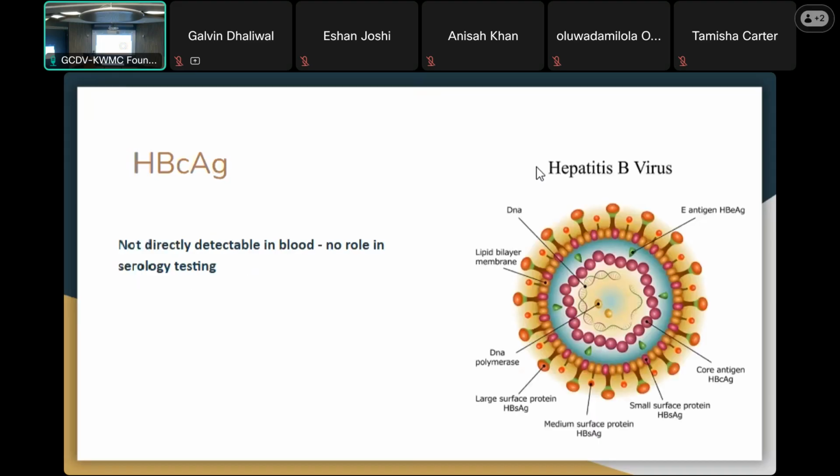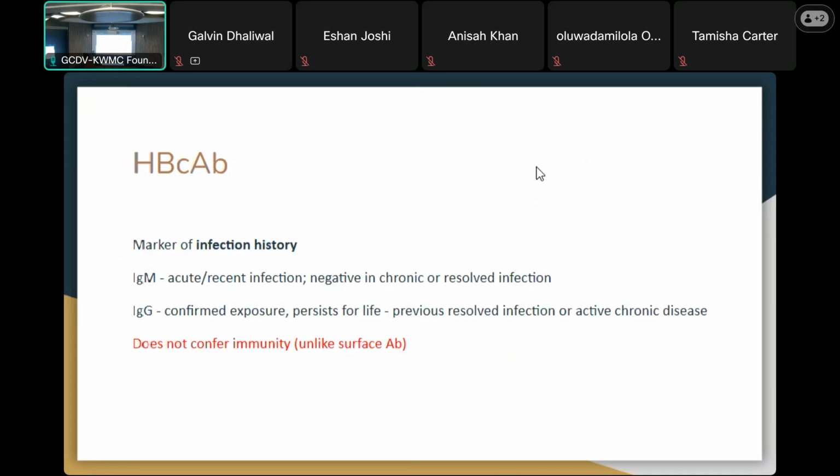Lastly, the core antigen, it lies within the nucleocapsid core. It's not detected, we don't test for it, okay? It's not in the blood, so it's not relevant. What's relevant is the core antibody, and this marks infection history. So IgM core antibody positive means acute infection, and then IgG is going to persist for life.